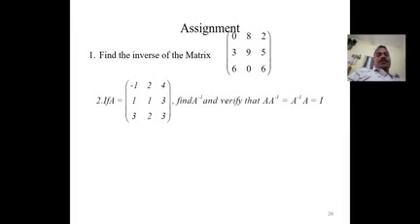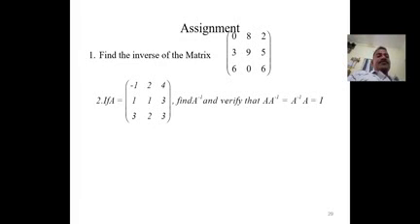If A is equal to [-1 2 4; 1 1 3; 3 2 3], then find A inverse and verify that A into A inverse equal to A inverse A equal to identity. So automatically it is satisfied. For getting the A inverse, first we check whether it is a singular or non-singular matrix. If it is non-singular, then A inverse exists.